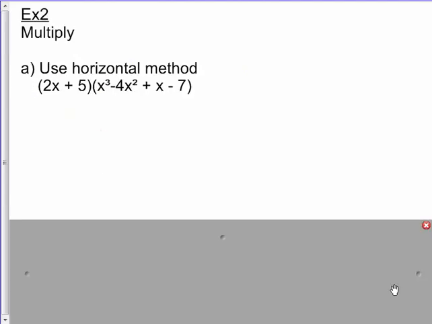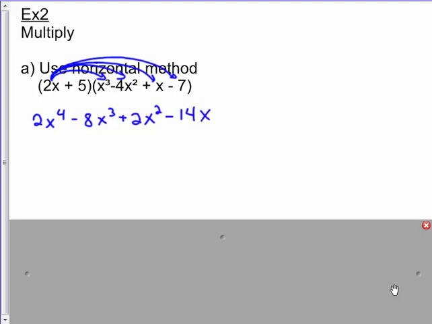In example 2, we're going to use the horizontal method, and we're going to multiply here. So I'm going to distribute twice. 2x times each of those terms in the second part, and then 5 times each of the terms. So 2x times x to the third power is 2x to the fourth. 2x times -4x squared is -8x cubed. And then we have plus 2x squared, and then minus 14x. I'm going to do the same thing now with 5, and I'm going to distribute it to each of those things.